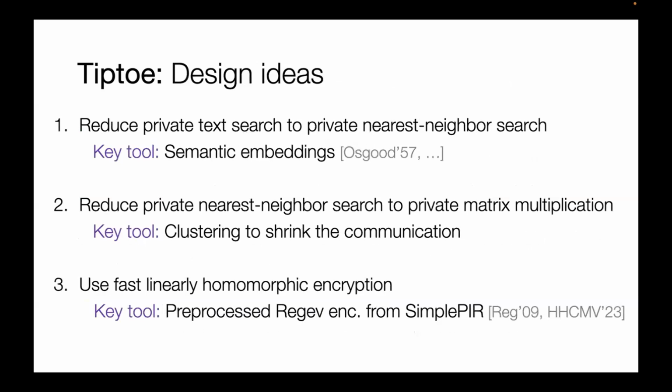Okay, so how are we going to do this? Well, TIPTO relies on 3 key design ideas. The first is that we can actually reduce the problem of full text search to just nearest neighbor search. And this is where the machine learning comes in, because we can actually do this with semantic embeddings. Then we can show that we can solve the problem of private nearest neighbor search with a private matrix multiplication. And crucially here, we're going to use clustering techniques to reduce the protocol's communication. And finally, we're going to implement this matrix multiplication using fast linearly homomorphic encryption. And in particular, in this work, we use the preprocessed Regev encryption scheme that was given in SimplePIR, which is joint work with my co-authors at MIT and at Google.